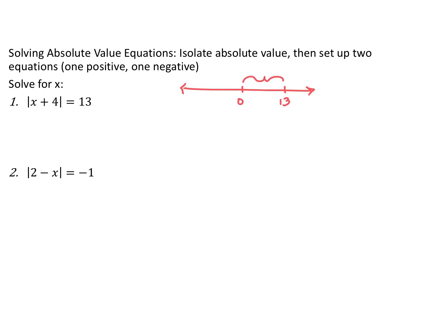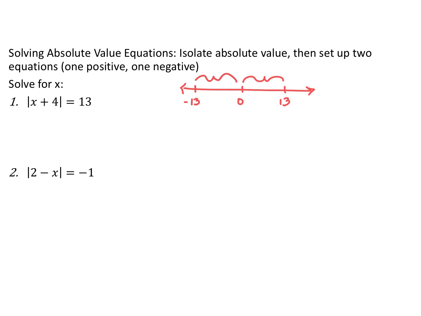If we think about what it means to be an absolute value, it's a distance away from 0. So if we have some absolute value is equal to 13, that means that we're a distance away of 13 from 0. So we could be 13, which is a distance of 13 away from 0, but we could also be negative 13, which is still a distance of 13 away from 0. So we have to take that into account when we're solving absolute value equations.